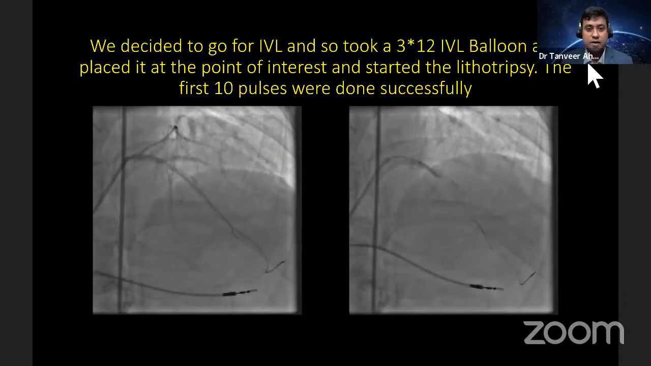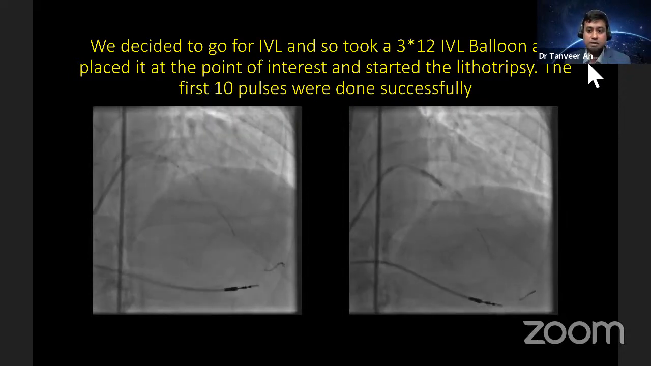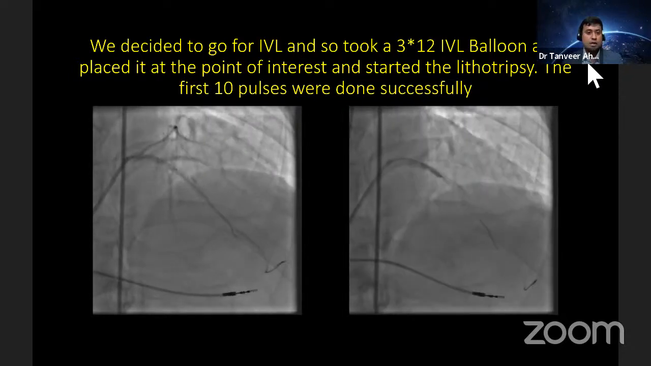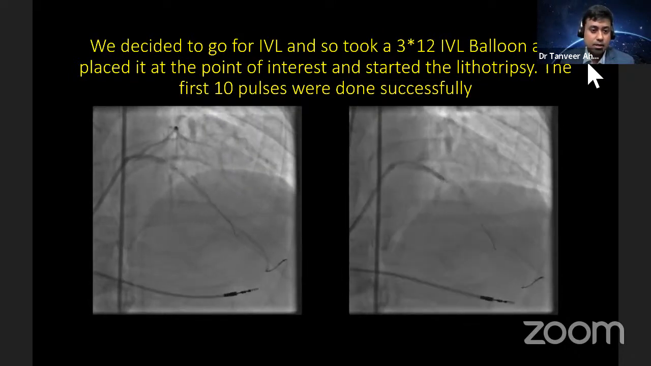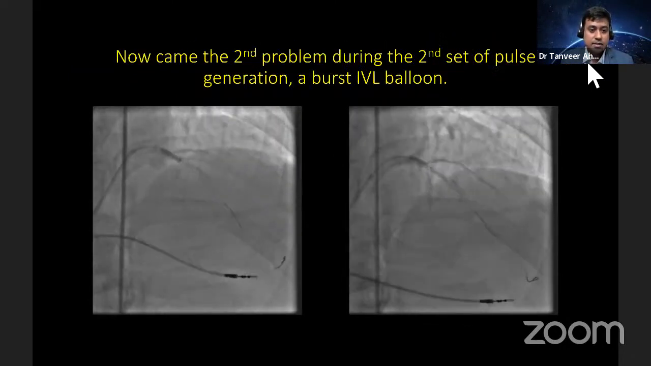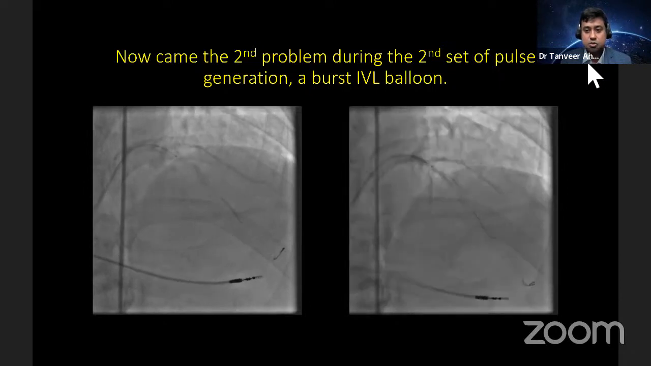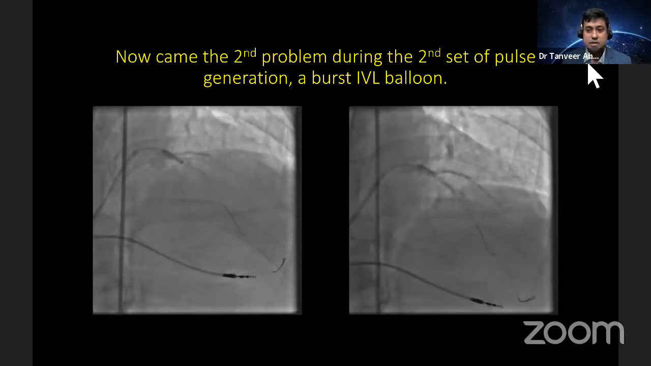We took a 3.0/12 IVL balloon and placed it at the point of interest, and we started the intravascular lithotripsy. The first 10 pulses were successful. But then came the next trouble. You can see in the next pulses, the IVL actually burst. So this was our first case of burst IVL in the country.